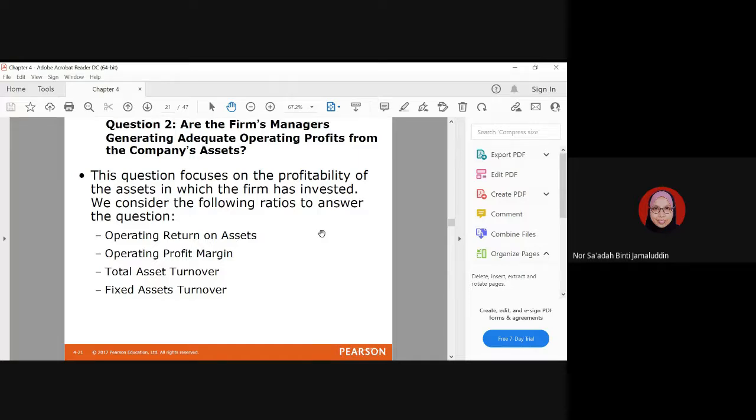Okay, when we talk about profitability, when we want to know the profitability of the asset, the ratios that relate to the profitability analysis are operating return on assets, operating profit margin, total asset turnover, and fixed asset turnover. This is important. Maybe there will be a question on what ratios you should calculate in order to know the profitability of the asset. These are the 4 ratios that relate to profitability.